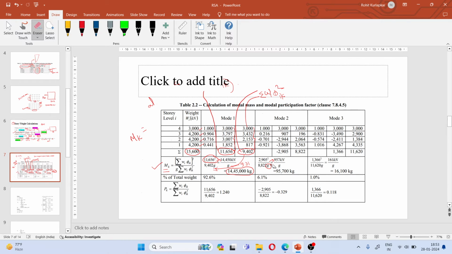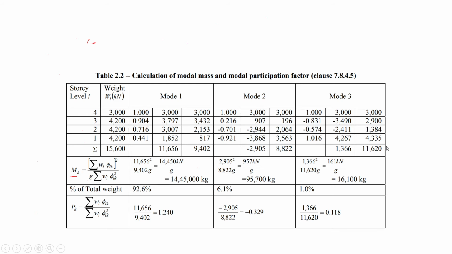I'll just clear this. Yeah, this table is very important. If you know this table, then there is nothing in the question. Okay. Now next thing we have to calculate is total percent of total weight. To calculate the percent of total weight, first we have to add these values. These three values.